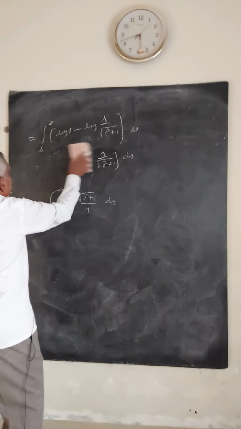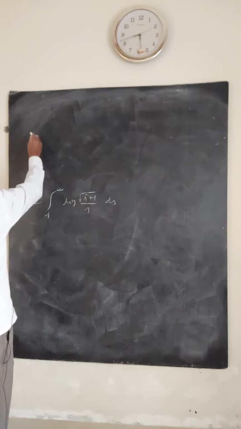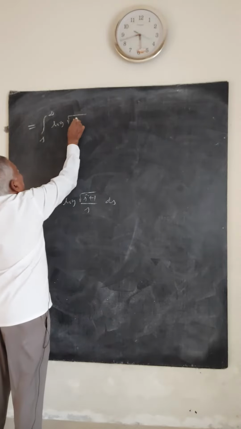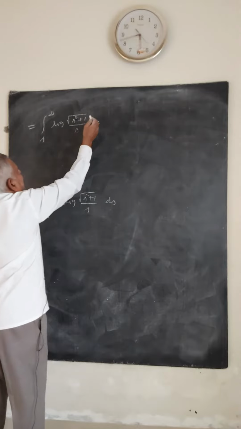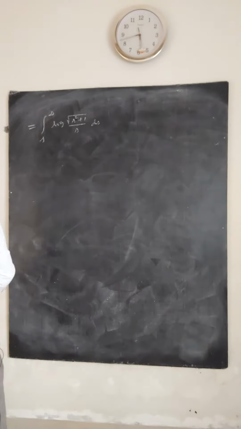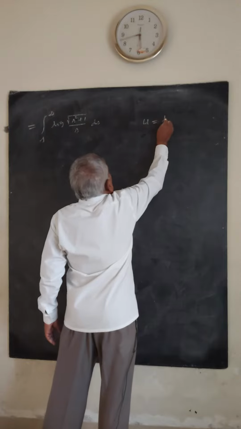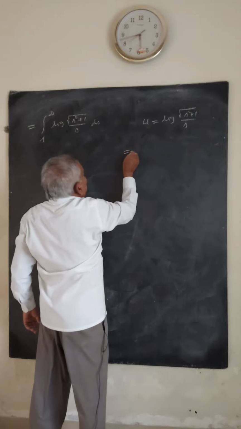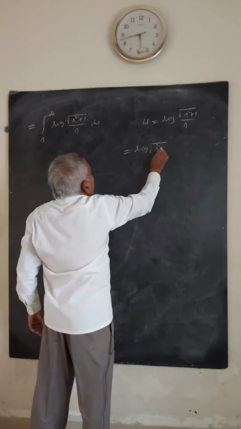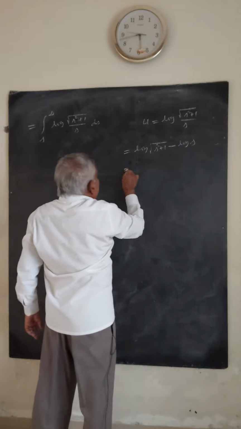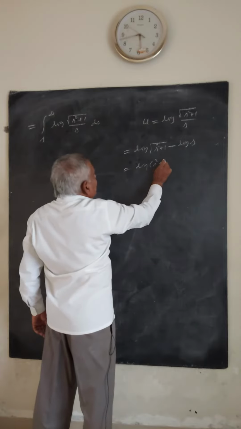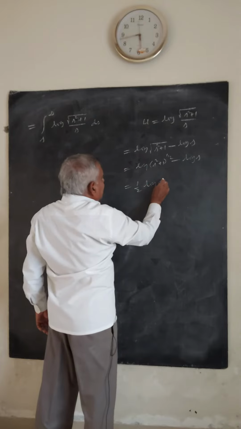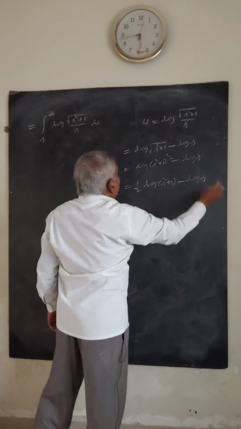From the top, let us come from the top. The limit as s tends to infinity of the integral of log of root of s squared plus 1 divided by s ds. Let us do integration by parts for this. Let u equal log of root of s squared plus 1 by s, which equals log root of s squared plus 1 minus log s. The power one half comes out, so it is half log of s squared plus 1 minus log s.